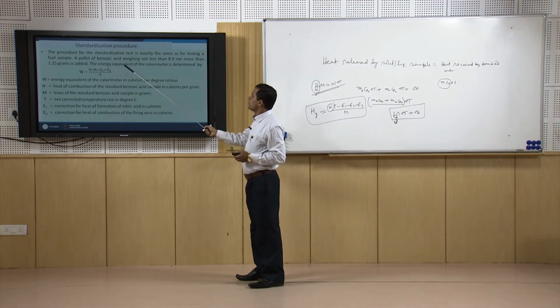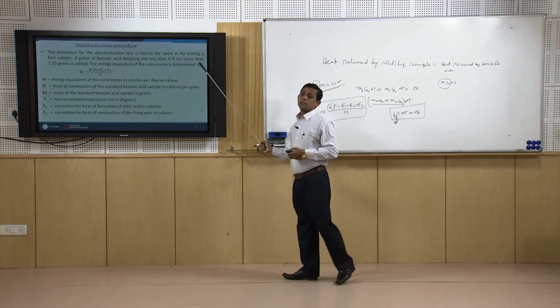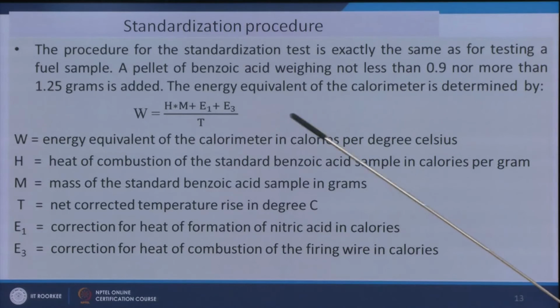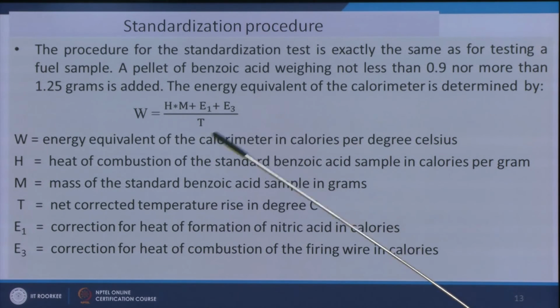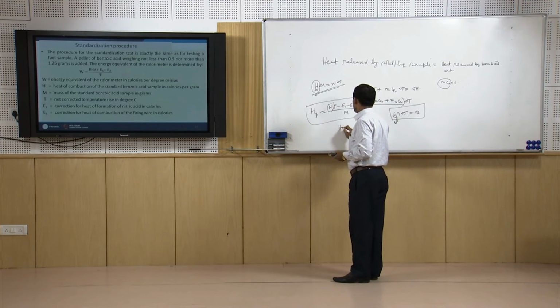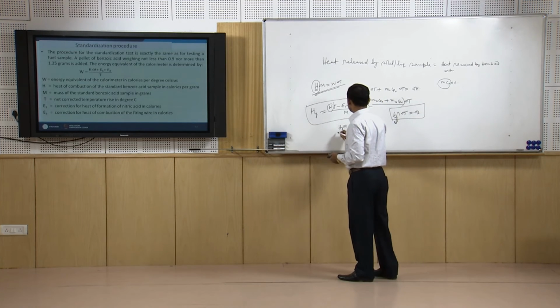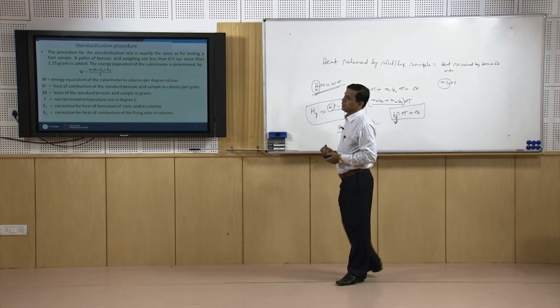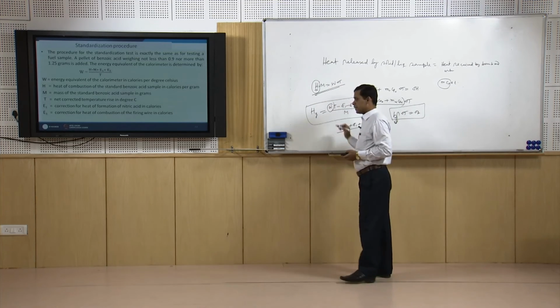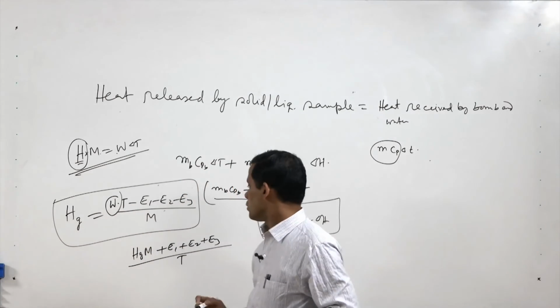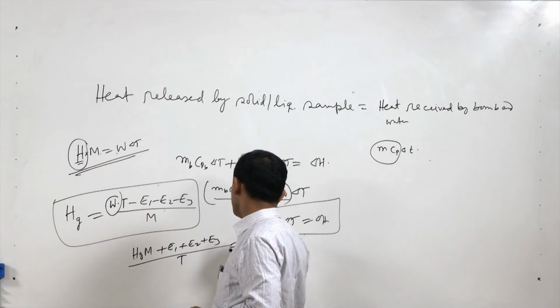A pellet of benzoic acid not less than 0.9 or not higher than 1.25 gram is used, and in that case what we will get? W is equal to Hg into M plus E1 plus E2 plus E3 divided by T. This T means del T. So this is the formula by which we can get the value of W.